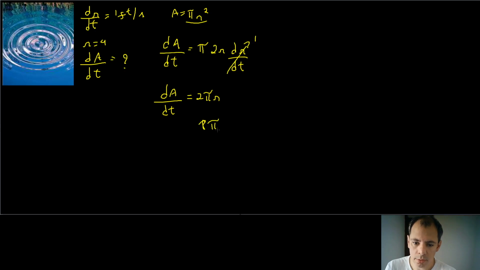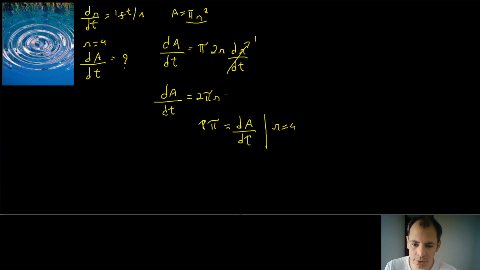It's going to be 8 pi. So what does that mean? It means that when the radius is 4, this is going to be the rate of change of the area with respect to time. But when r is not 4, is it always going to be 8 pi? No. When r is 3, it's going to be a different number. It's going to be 6 pi.